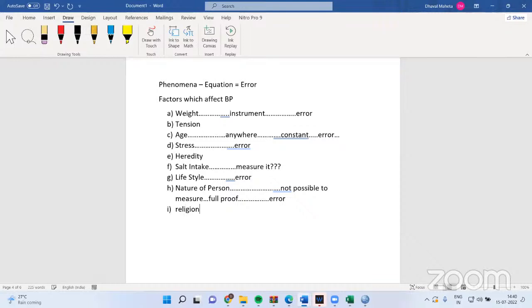Religion. Can you measure religion? Yes, sir. How? Religion will be the same in whichever country we go. I'll give an example to this. May I know who is it? Nisha Shakil. Nisha ma'am, listen.